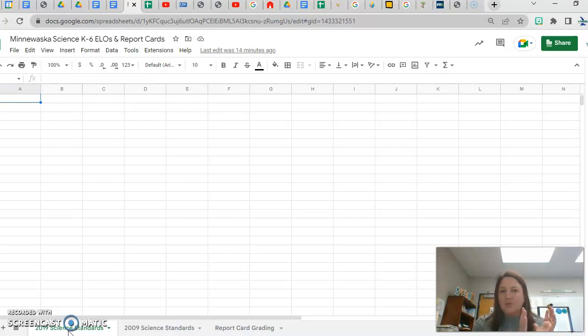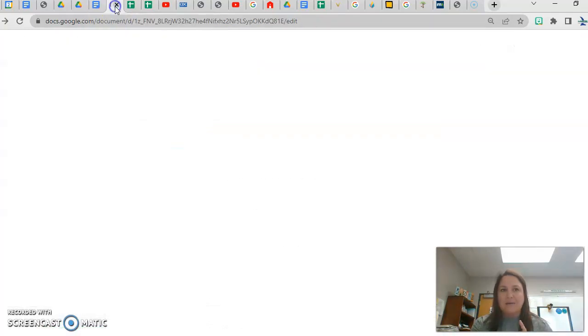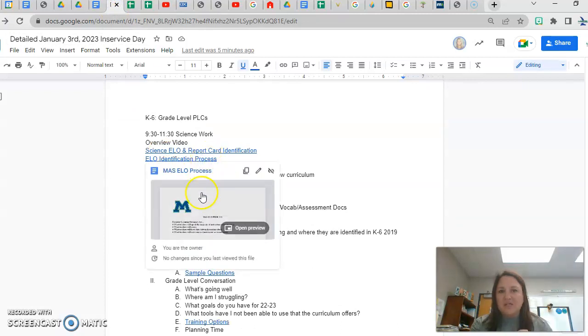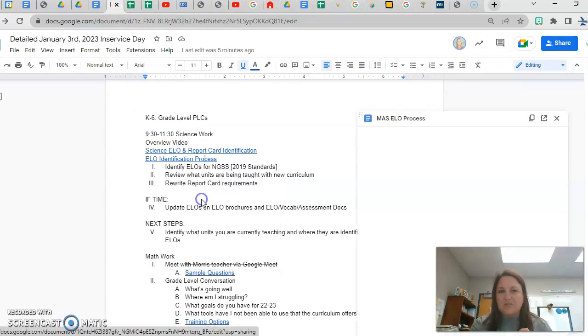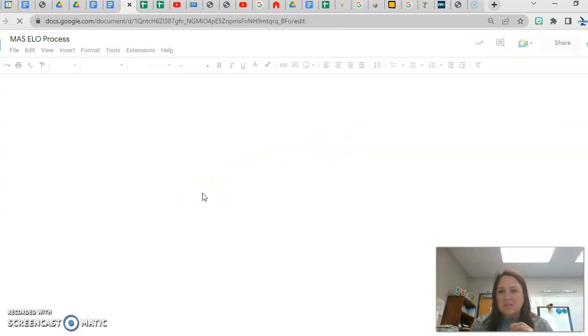Then after you do that task, you're going to go to, actually, before we go there, I'm just going to show you how you are going to know what essential learning outcomes are and how you decide that. That first piece, the ELO identification process that we have adopted as a district, is right here. I've shared that in the document with you, and so you can see this is the ELO process.